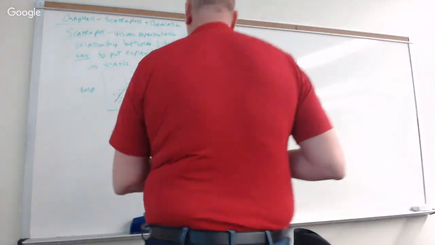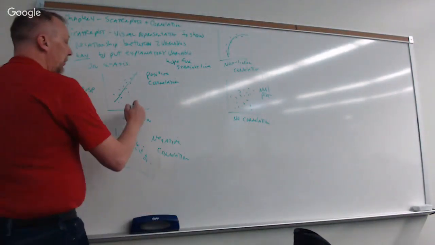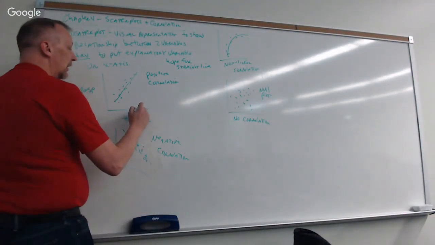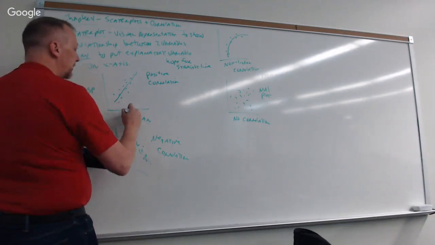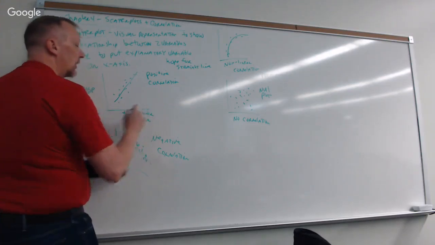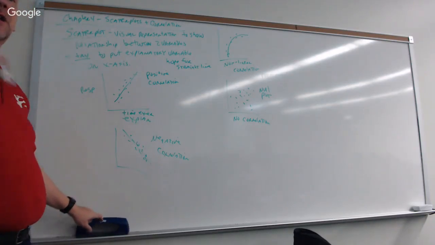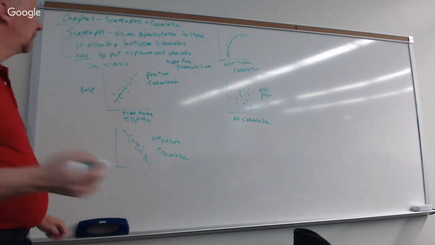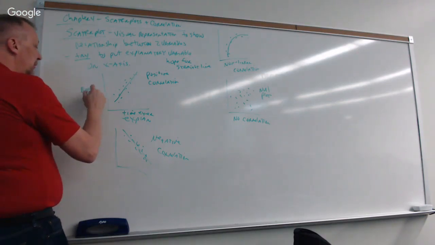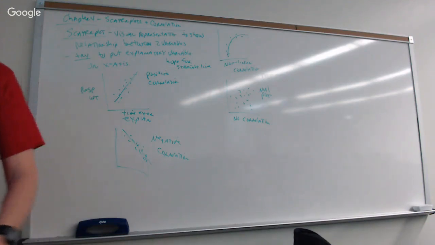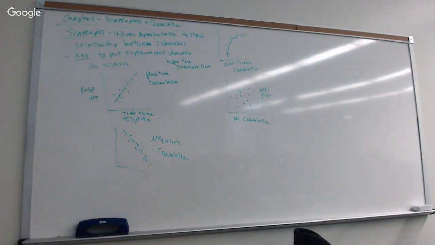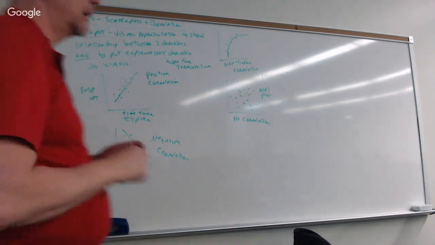Okay, so in this case, you would probably put weight. No, not weight. Your exercise, you would put time spent exercising, so that would be the explanatory variable, and your response variable would be your weight. Does that make sense?